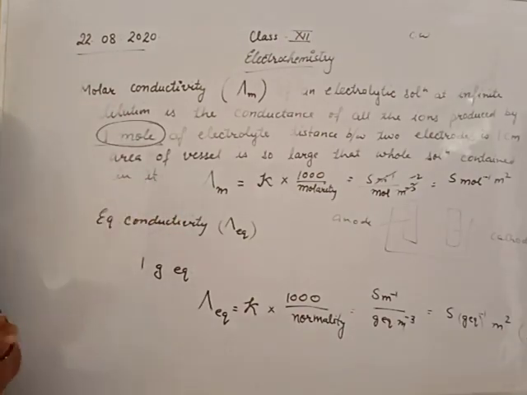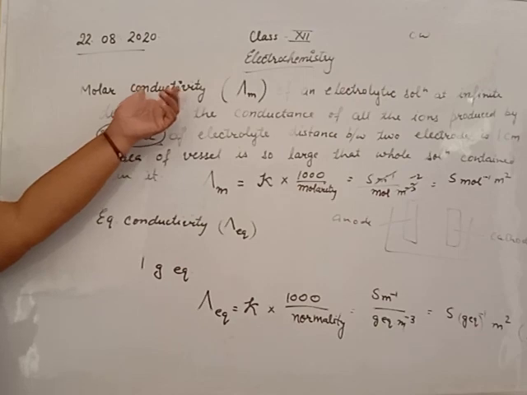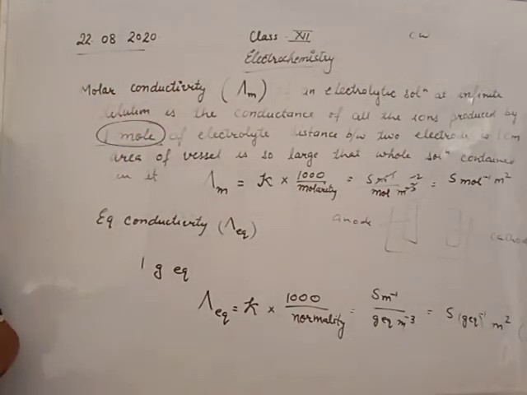Tomorrow we will study the Kohlrausch law. That Kohlrausch law is also on the basis of conductivity. Strong electrolyte and weak electrolyte. A strong electrolyte always conducts electricity. They are good conductors, but we will study the weak electrolyte.